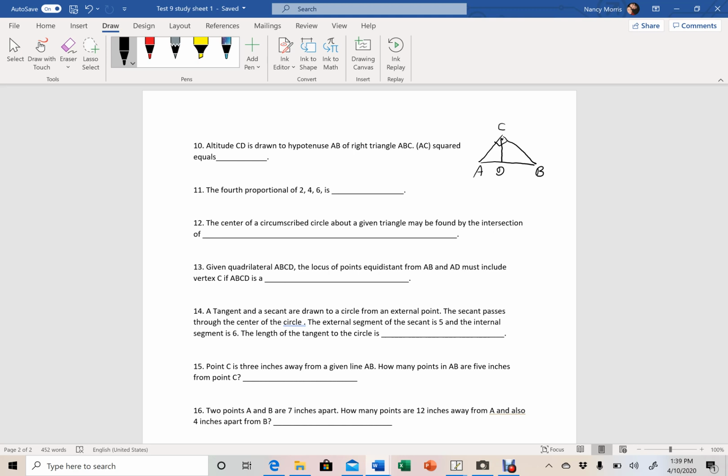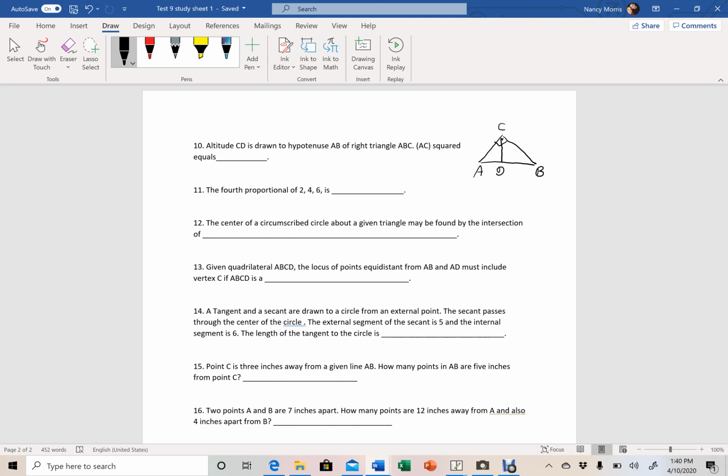Okay, again, you have a given quadrilateral, ABCD. If this helps, draw it out so you can see it, okay? The locus of points equidistant from AB and AD must include vertex C if ABCD is a what?